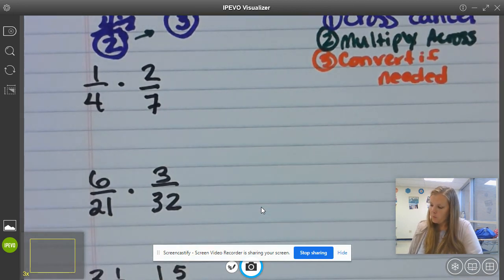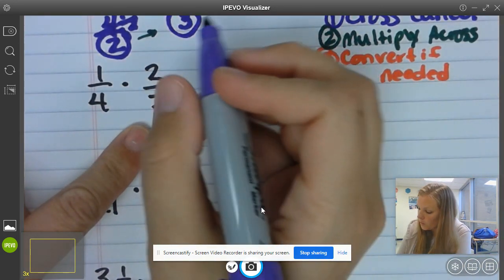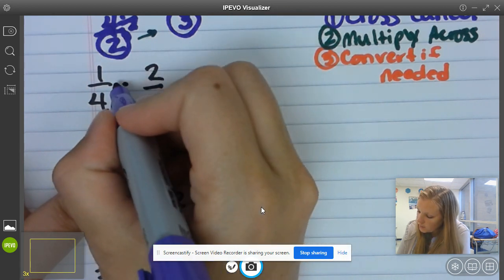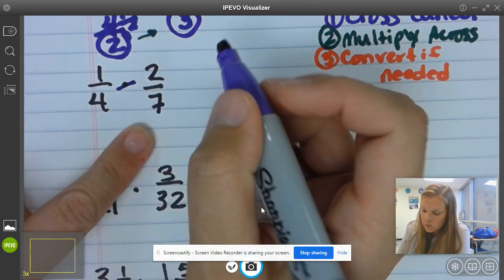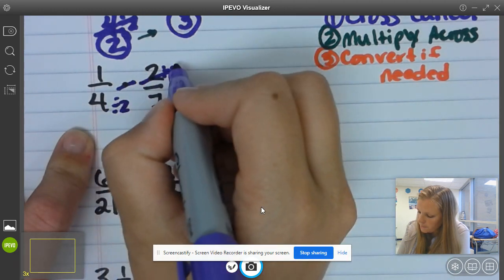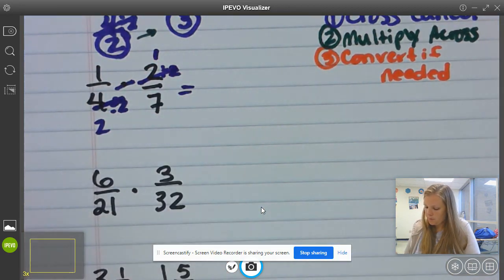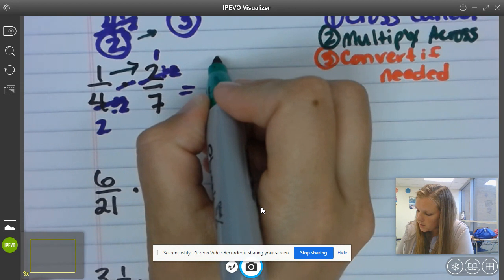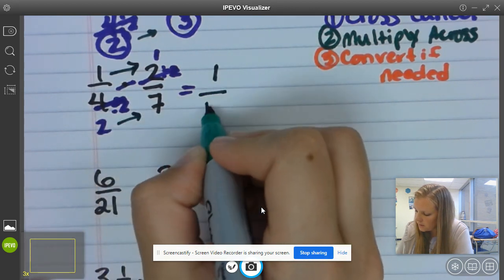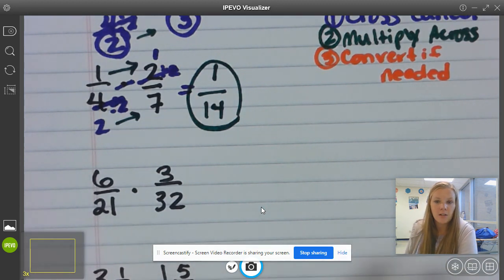For the next problem, I want you to see that there's not always something you can cross-cancel. If we look at the 1 and the 7, there's nothing in common, so we don't have to cross-cancel there. Sometimes I can only cancel one direction. So in this case, I'm going to divide both sides by 2. And then I do top times top over bottom times bottom. So 1 times 1 is 1, and 2 times 7 is 14. And I can't convert that. I can't simplify, so that's my answer.